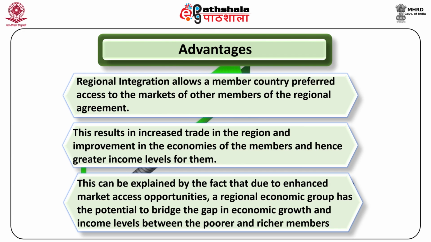This can be explained by the fact that due to enhanced market access opportunities, a regional economic group has the potential to bridge the gap in economic growth and income levels between the poorer and richer members of an RTA. In a section of literature, it is suggested that an FTA between rich and poor countries results in the convergence of the income levels, whereas an FTA between the poorer countries results in divergence.